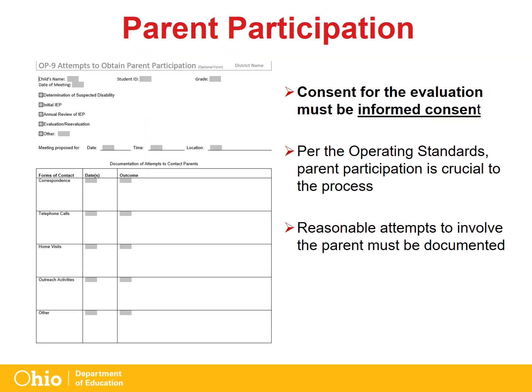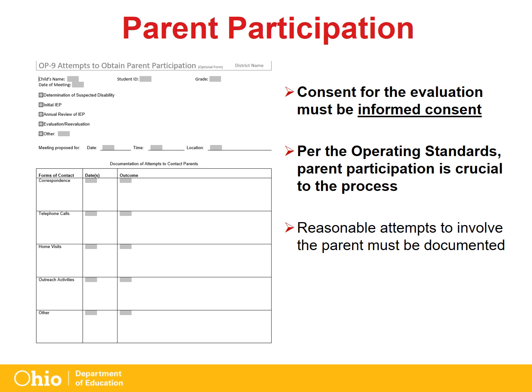Consent for evaluation must be informed consent, showing the parent was involved in the planning process. This must be documented by a signature and date or notation of opportunity to participate on the evaluation planning form. It is important every effort is made to involve the parent in the evaluation process and to gather any relevant information about the child. Many districts treat this information as optional, yet the operating standards are clear.